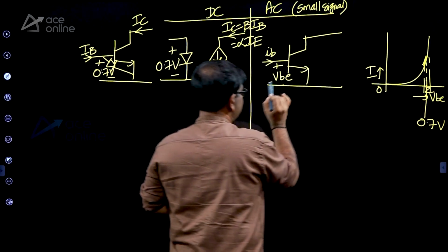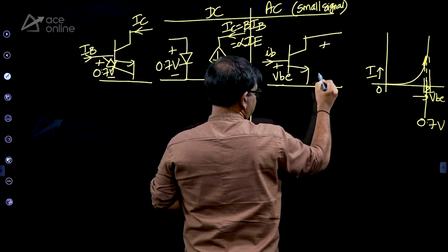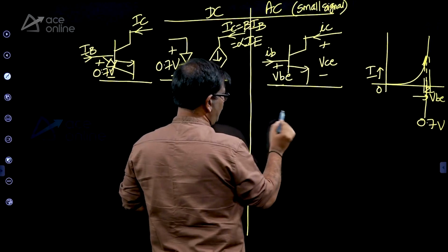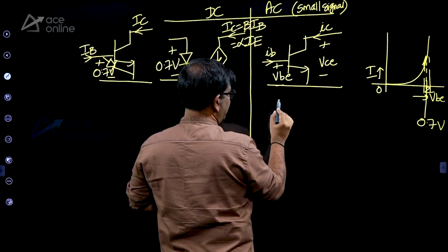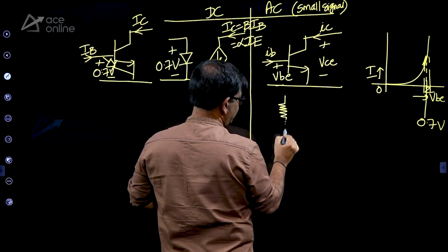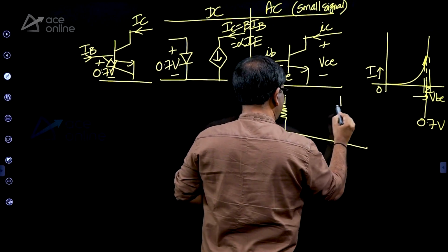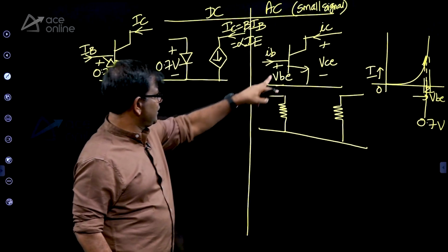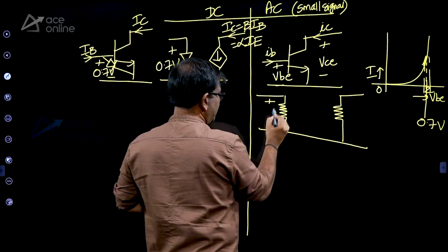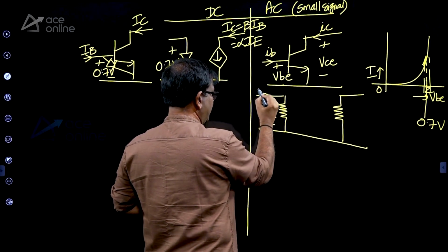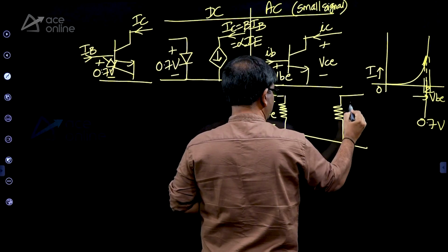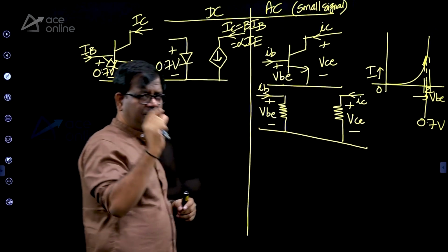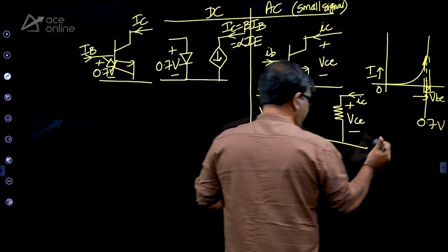The change in that 0.7 can be modeled as a resistor. The change in VC and IC can be modeled as a resistor. So what is a BJT here? The BJT is hardly a resistor at input and a resistor at output. See how simple this BJT is. What is the resistor at the input side? It is the variation of VB with IB. What is the resistor at the output side? It's the variation of small VC by small IC. VC means the change in VC.